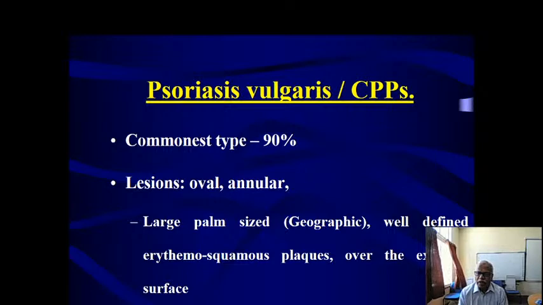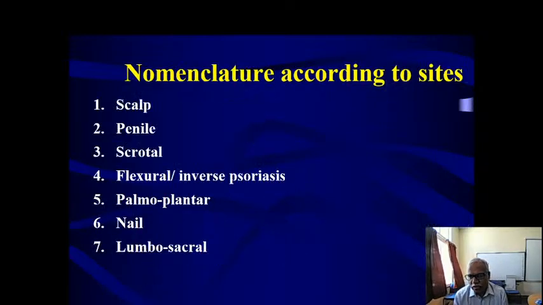Margins are well defined, of course erythematous plaques, and usually they are situated on the extensor surfaces because of the repeated trauma, the Koebnerization. And 90% are due to chronic plaque psoriasis, confining the lesions to the extensor surfaces.